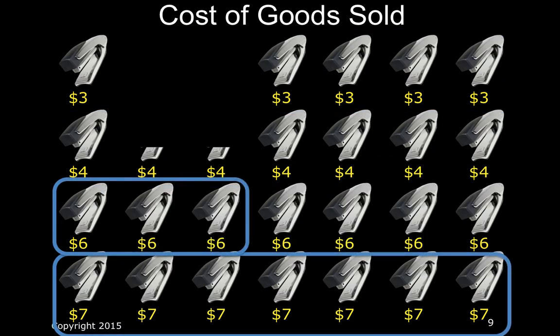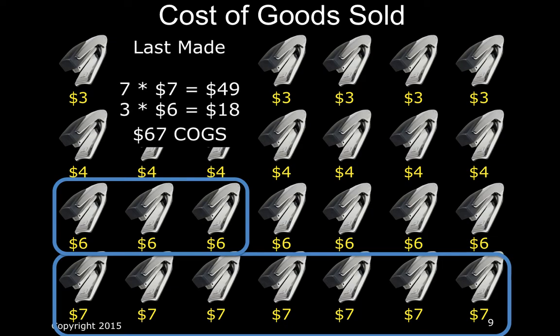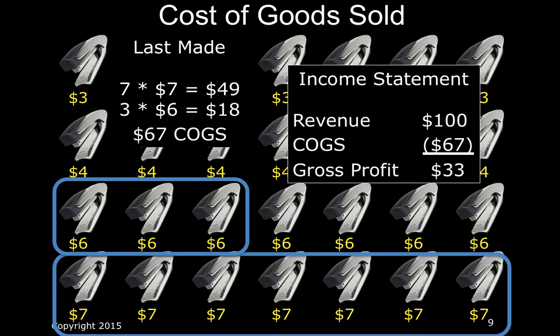Let's assume that the last staplers to be manufactured were the ones sold. Then our COGS will be higher. The last 7 cost $7 each to make, and the last 3 before them cost $6 each to make, for a total COGS of $67. Our gross profit will be $33 instead of $50. Lower profits means lower taxes.